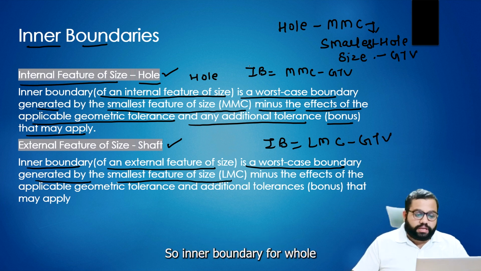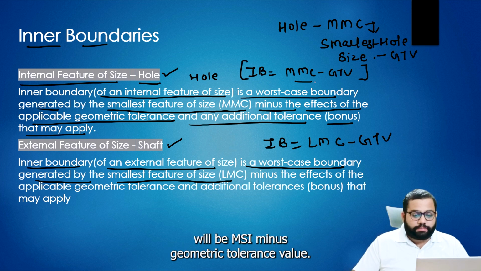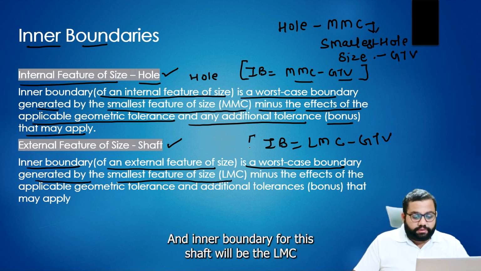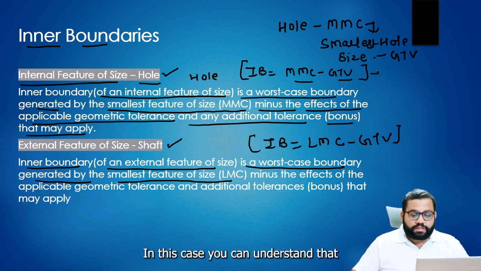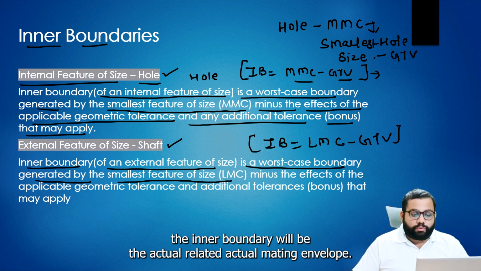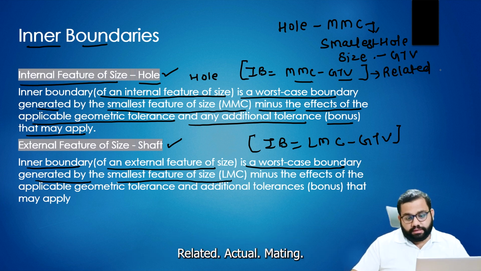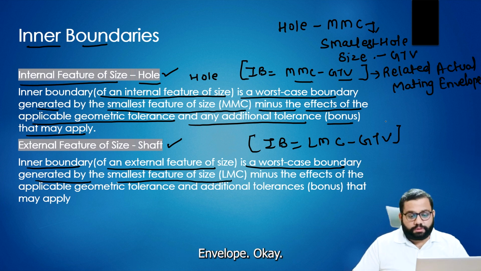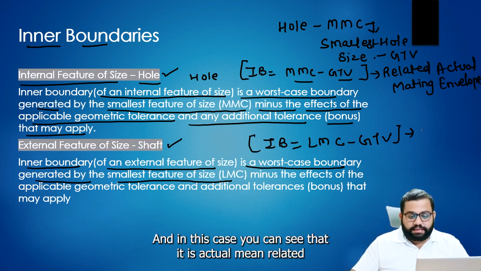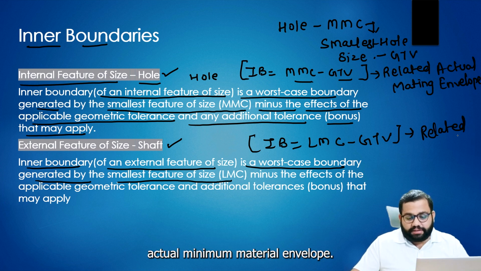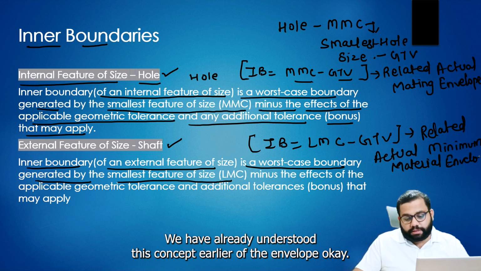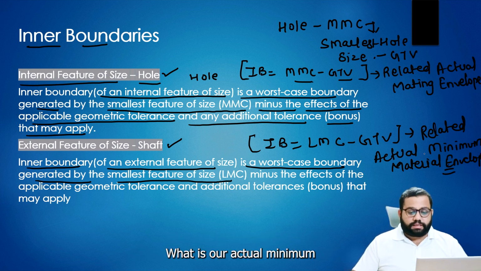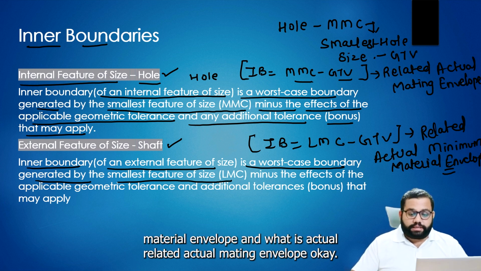Okay, so the inner boundary for the hole will be MMC minus the geometric tolerance value, and the inner boundary for the shaft will be the LMC minus the geometric tolerance value. In this case, you can understand that the inner boundary will be the related actual mating envelope. And in this case, it is the related actual minimum material envelope. We have already understood this concept of the envelope earlier: what is the actual minimum material envelope and what is the related actual mating envelope.